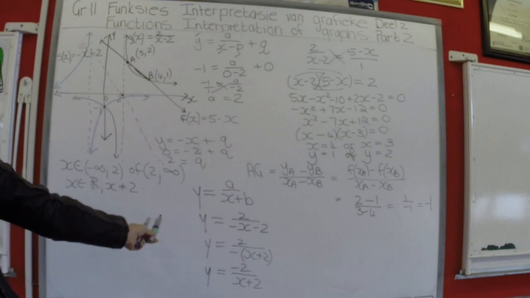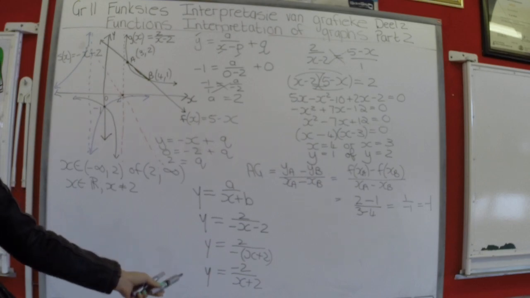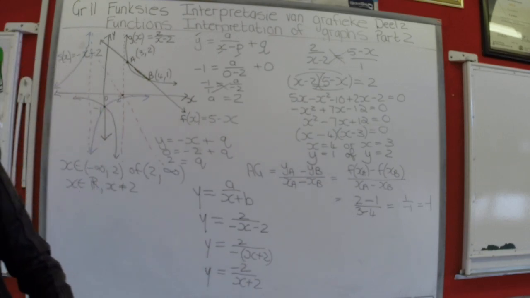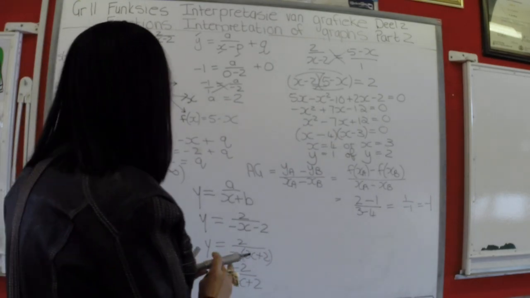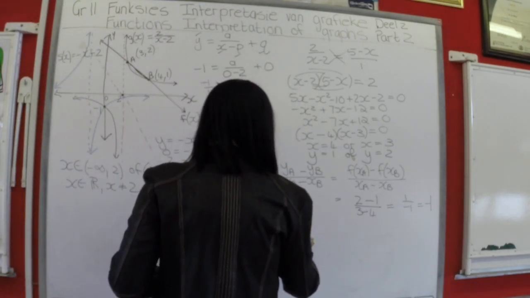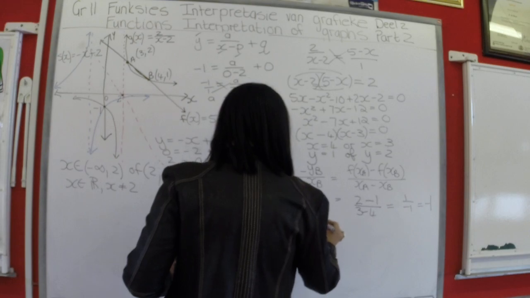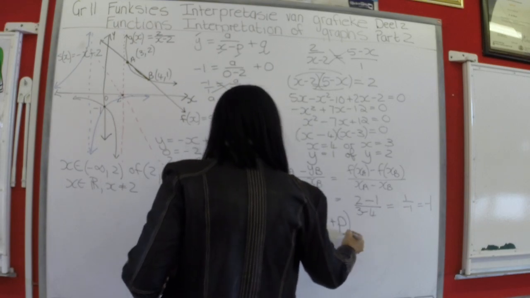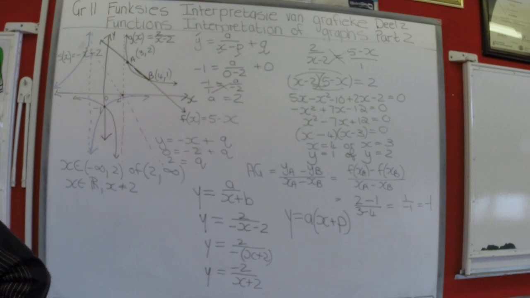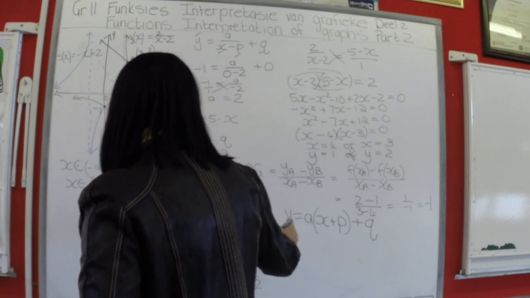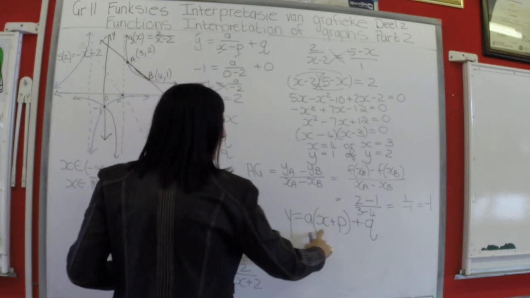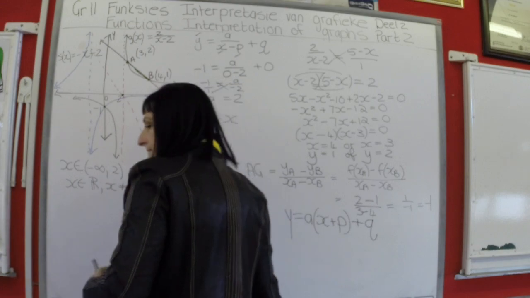Goed, so ons gaan hom maar so heen skryf dan. Okay, you must do that according to the book. Okay, dan sê hulle indien g is g van x plus p plus q. Okay, let's write that down. I say if y equals a over x plus p plus q, we give a standard equation.